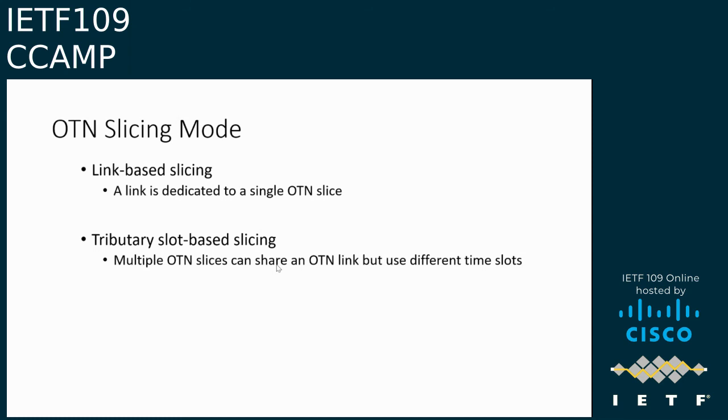There are two modes for OTN slice. One is what we call link-based slicing, in which a link and also its ports are dedicated to a single OTN slice. In the second case, we could create an OTN slice using one or multiple tributary time slots. That's what we call tributary slot-based slicing.